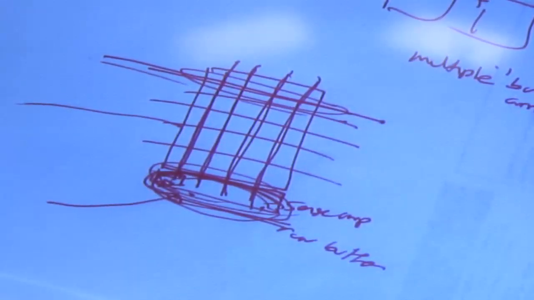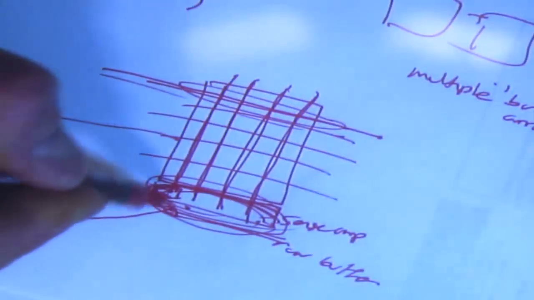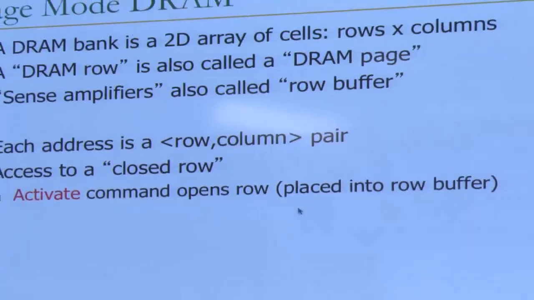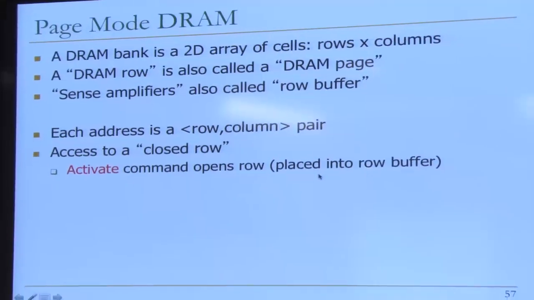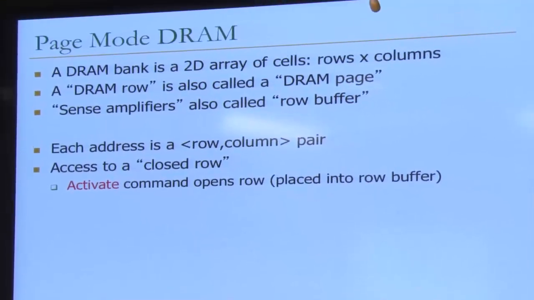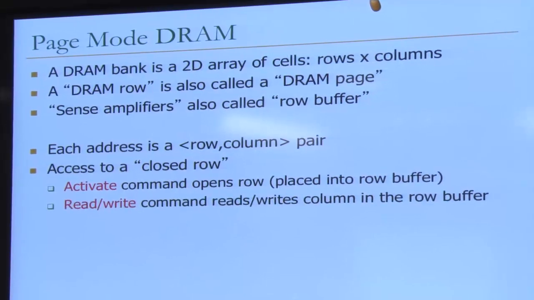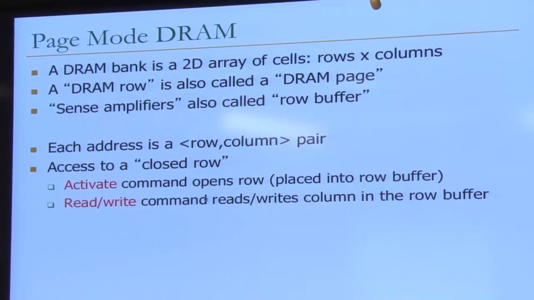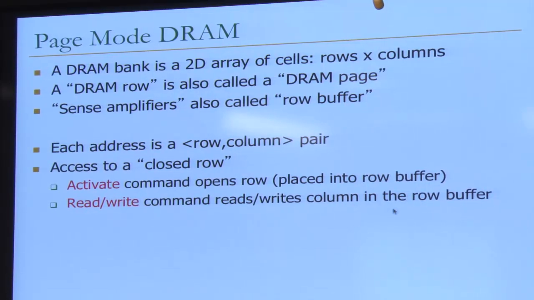If you access a closed row, a row that's not inside the row buffer at that point, a row that's not activated, you need to first activate it, right? It opens the row, and you do the sensing process, which places the data into the row buffer. And then you can issue read and write commands to read the column that's in the row buffer or to write into the column that's in the row buffer.